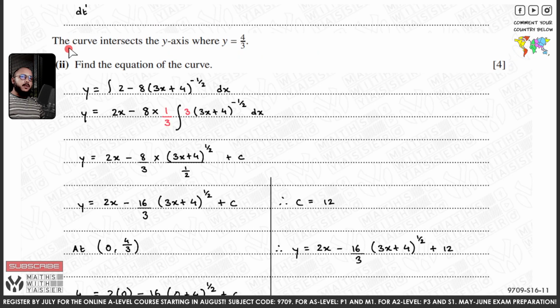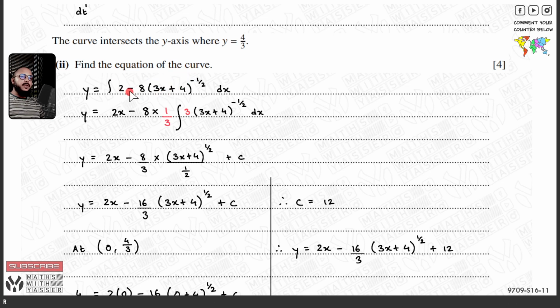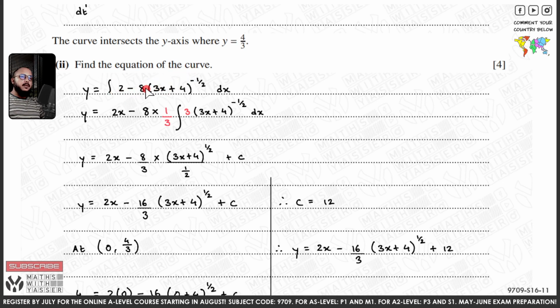In the next part of the question, it says the curve intersects the y-axis where y is equal to 4 over 3. Find the equation of the curve. So when the curve intersects the y-axis, again x is 0. So the coordinate is basically (0, 4/3). To find the equation of the curve, this was dy by dx, so if we integrate this with respect to x, we will get the equation of the curve.